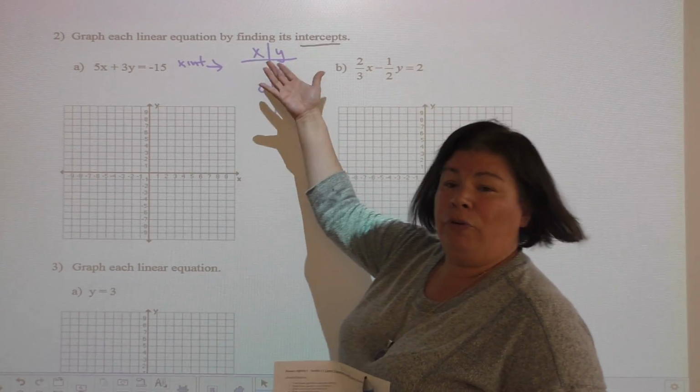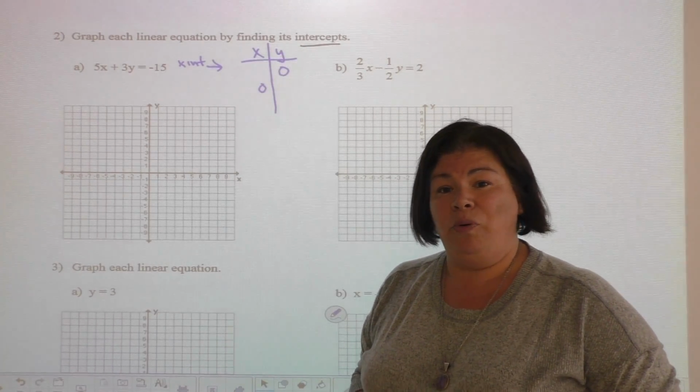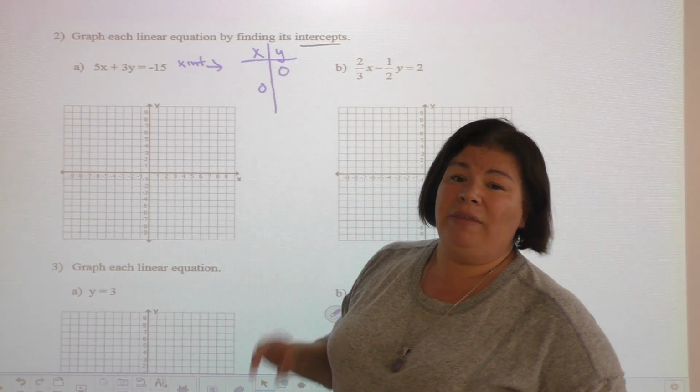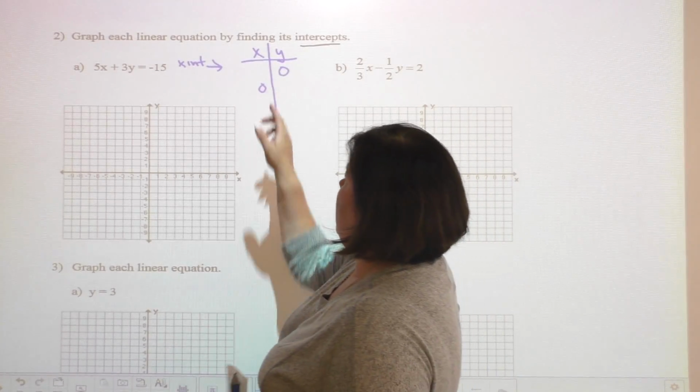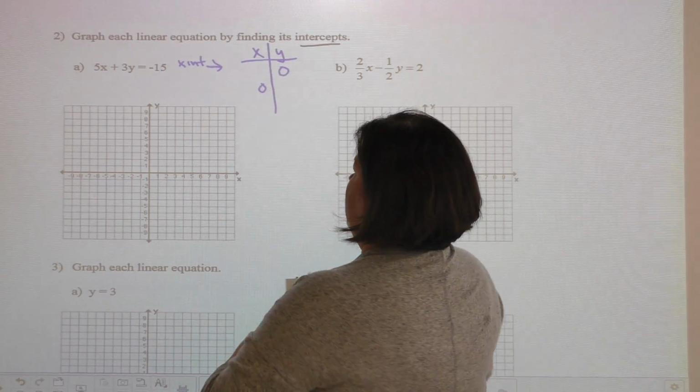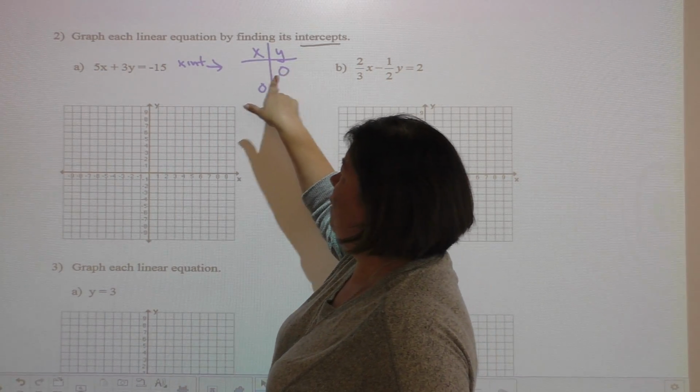So that means we're basically going to plot 2 points. We just have to figure out where that x and y value are. So if I look for my x-intercept, that means my y value is 0.